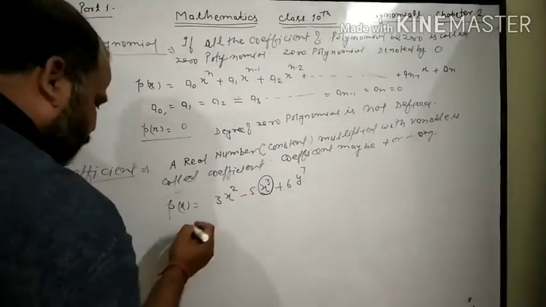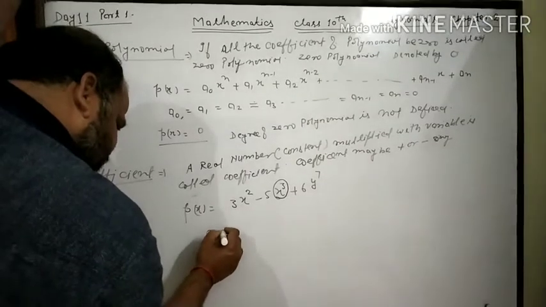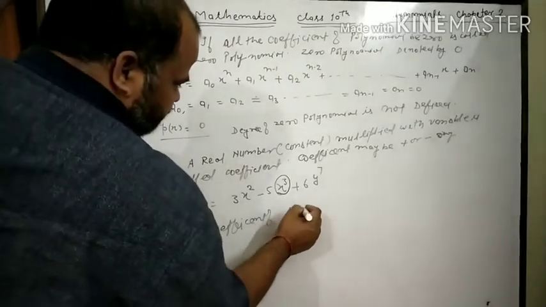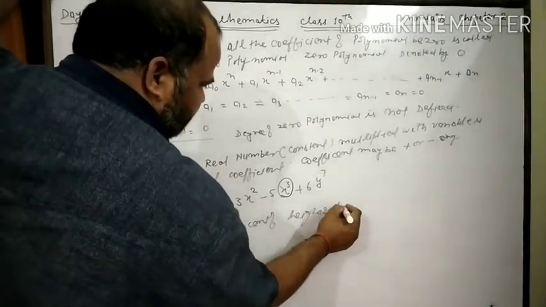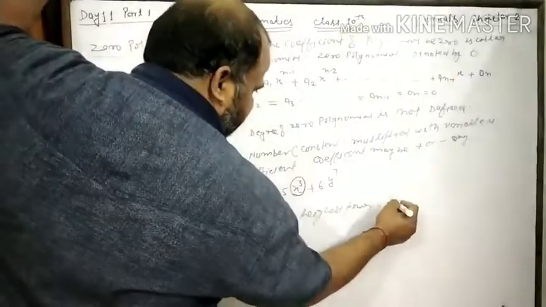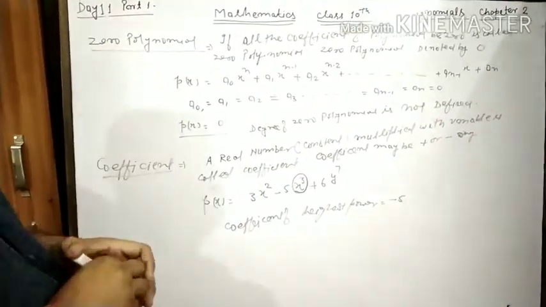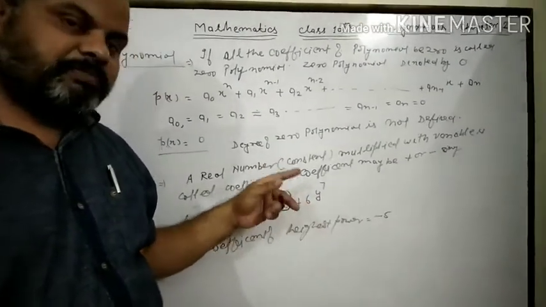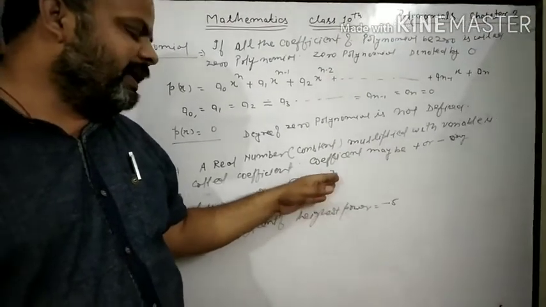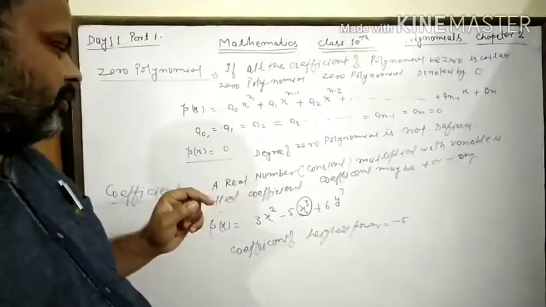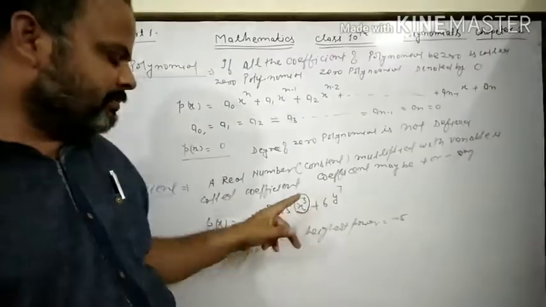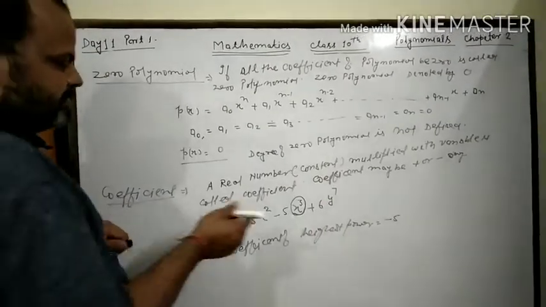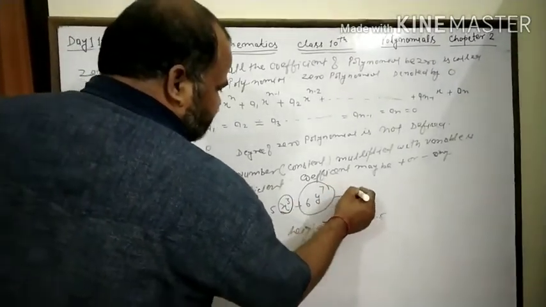Here the coefficient of the highest power is minus 5. You can't say the coefficient of the highest power is 6, because here there is y to the power 7 and x to the power 3. Here the highest is 7, but this polynomial is in the variable x, that's why y behaves like a constant.